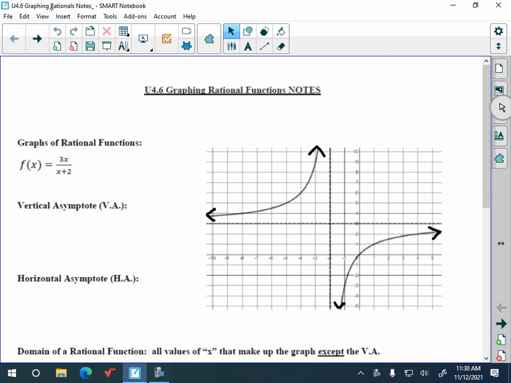Way back in Unit 1, the third week of school, we talked about parent functions and all the different shapes, and there were like 8 of them. We only concentrated on 6 of them, but the last 2 that were in the notes were exponential graphs and rational graphs. I showed you the shapes of them, but I said we're going to get into these later on in another unit.